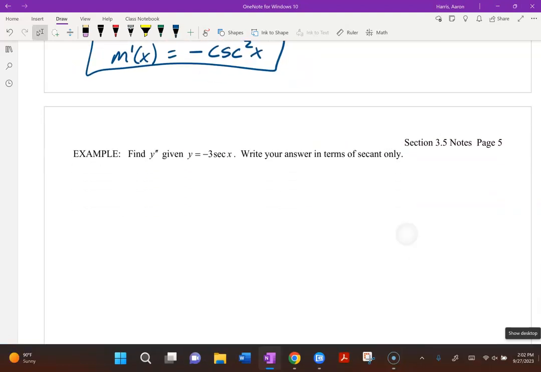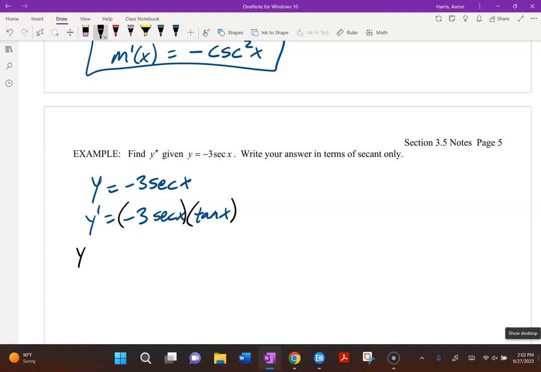Notice this problem says find the second derivative on this. So if y equals negative 3 secant of x, the first derivative would be negative 3 stays there. I take the derivative of the secant, and that's secant tangent. Okay, there's the first derivative. But we want the second derivative. So now I'm going to have to do this with the product rule to take the second derivative.